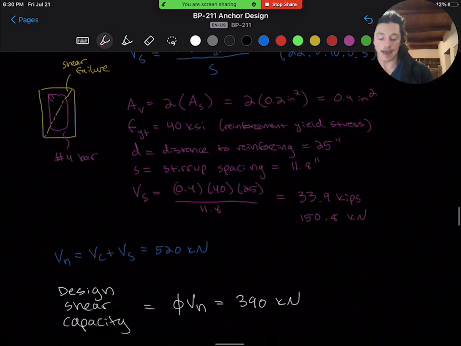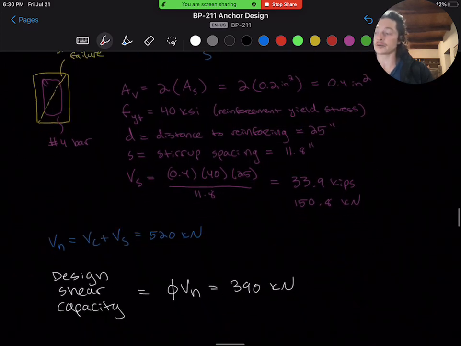We combine that with our strength reduction factor phi of 0.75, and we get a design shear capacity of 390 kilonewtons. We would then compare this to our ultimate shear to see if the section is adequate.